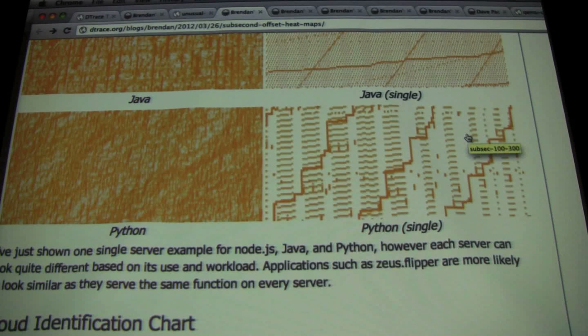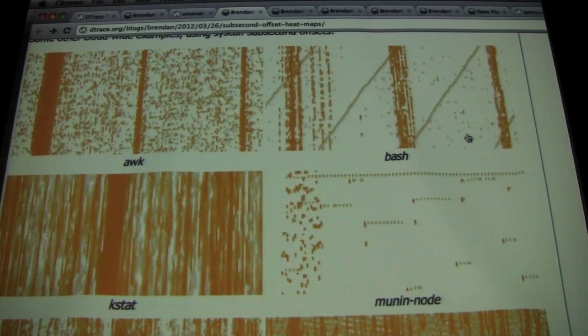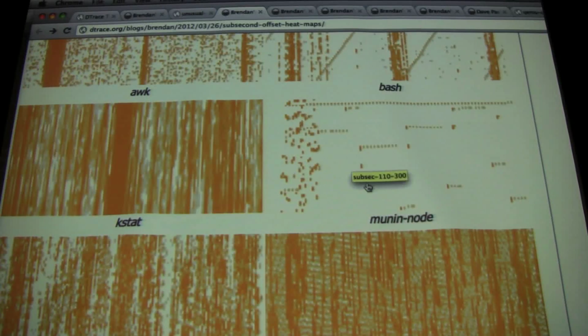It happened to be remarkably simple to write in dtrace because all I need to do is take timestamp and then modulus with 1 second. So just chop off a second and then give you the remainder and then plot that. So one of the simplest dtrace enablings you can do.